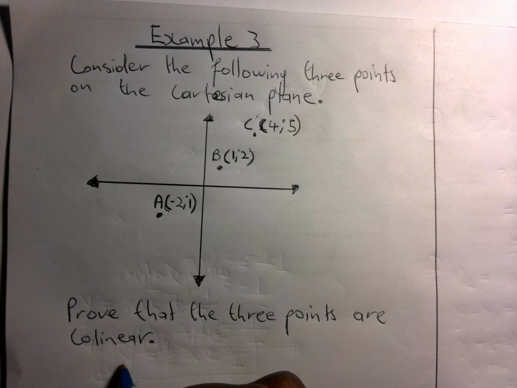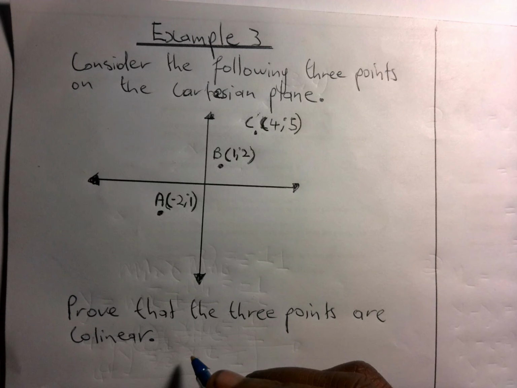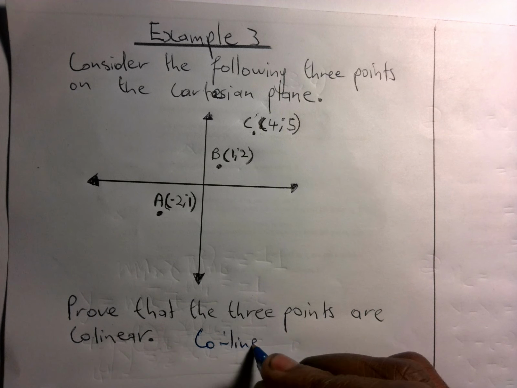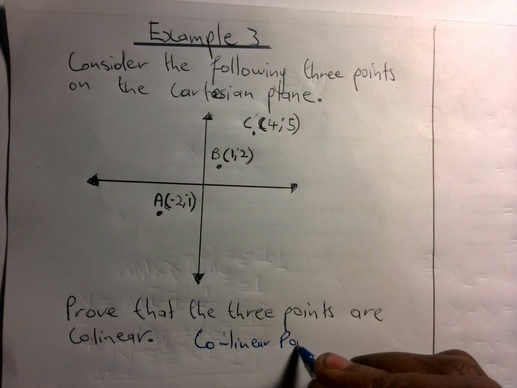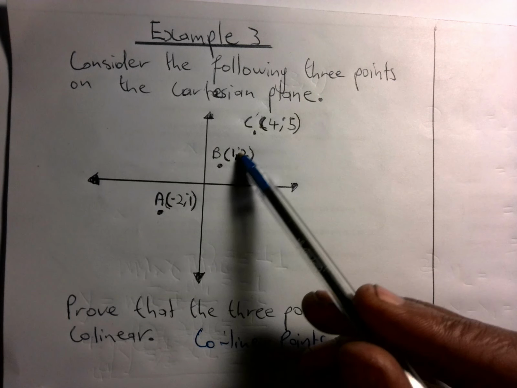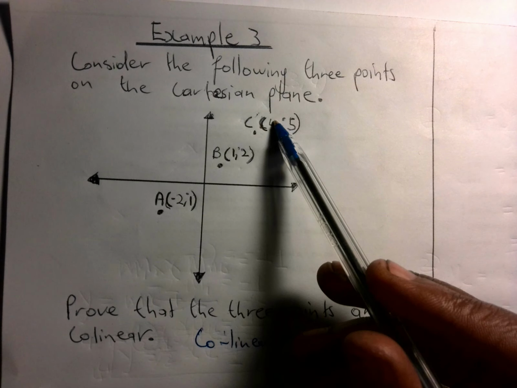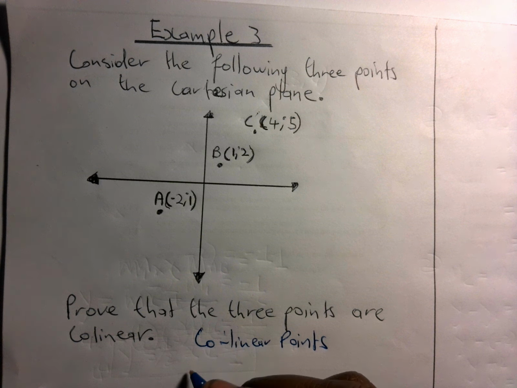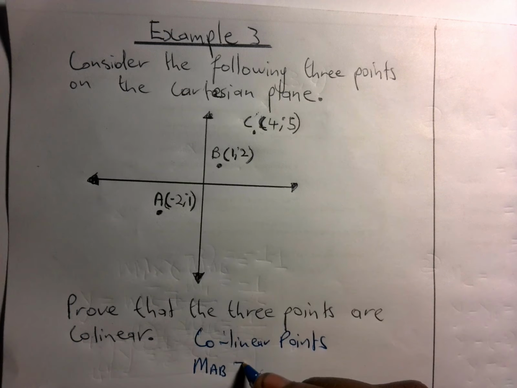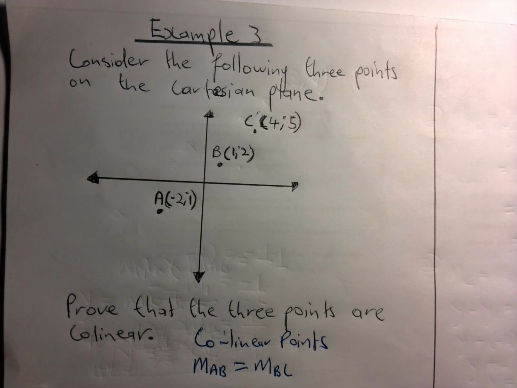What does this mean? The 3 points are collinear. You have collinear points if all these points are on the same line. It means all these points are on the same straight line. And how can we prove that? We can only prove that if we can prove that MAB is equal to MBC, or MAC.